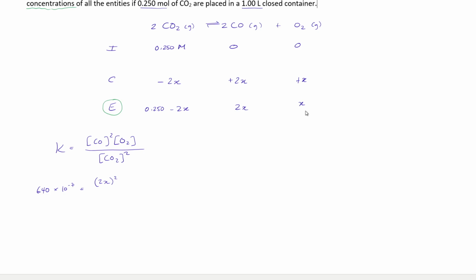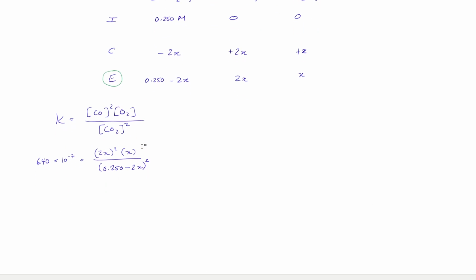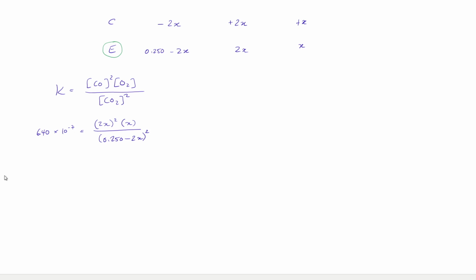The equilibrium value of oxygen is x, and the equilibrium value of carbon dioxide is 0.250 minus 2x squared. So if I expand the numerator just a little bit here, it will show why this becomes a complex calculation.